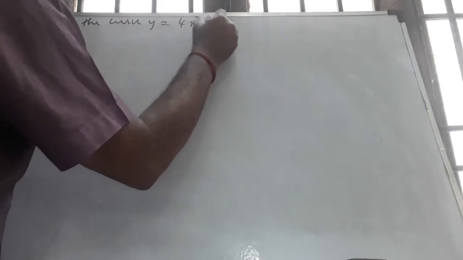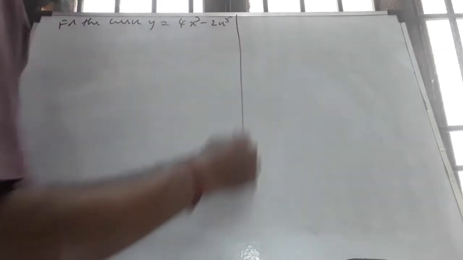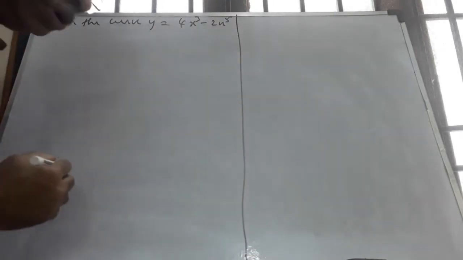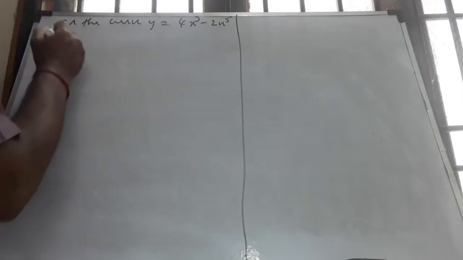Okay, now let me think about one more problem. For the curve y is equal to 4x cube minus 2x power 5. Find all points.